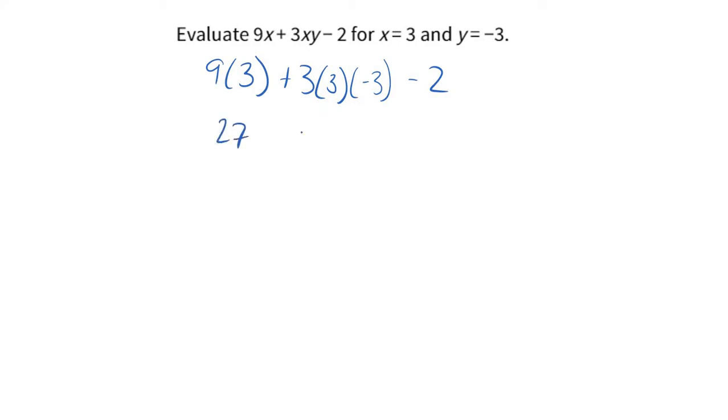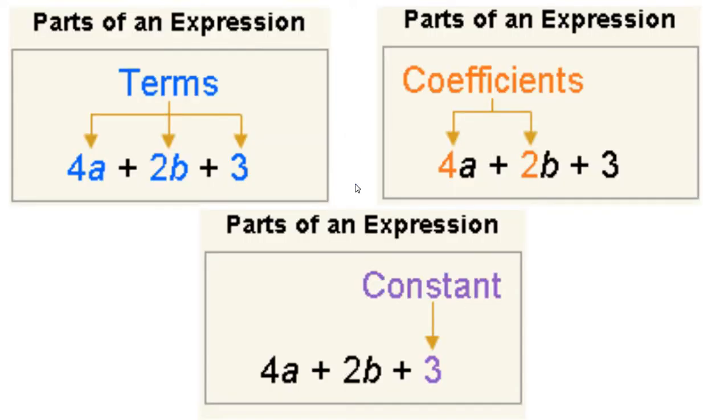So I get 27, 3 times 3 is 9, times negative 3, so that's negative 27, and then minus 2. So 27 minus 27, 0, minus 2. Of course, negative 2 is where we end up. And again, you can go plug that in a calculator, but I encourage you to work through it. Not too bad. How about this?